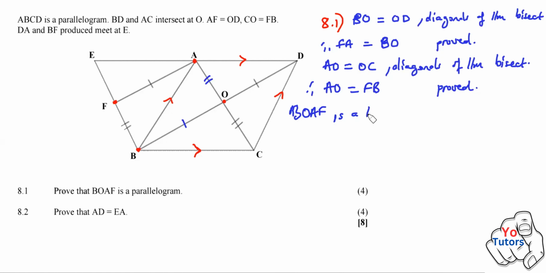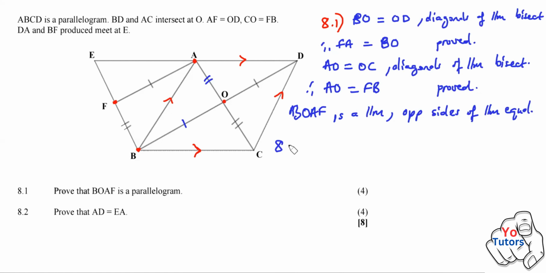Let me just use the shortcut here. It's a parallelogram. Why are we saying that it's a parallelogram? Because opposite sides of a parallelogram are equal. That's what we have there. So opposite sides here, we have proved that opposite sides are equal. Then we can now safely say this is a parallelogram.